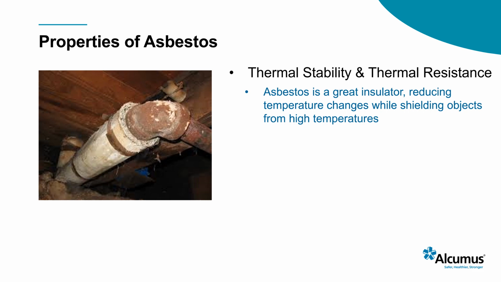Here we see it used as lagging around a hot water or steam pipe, shielding other components from high temperatures, and also minimising heat losses from the pipework. Its use as a thermal insulator in a wide variety of forms led to insulating products being the primary source of exposure to workers.